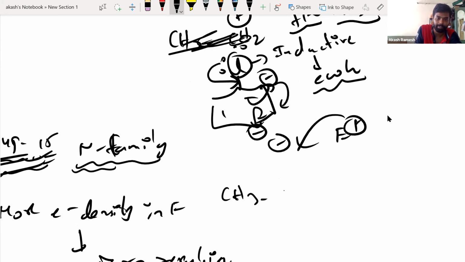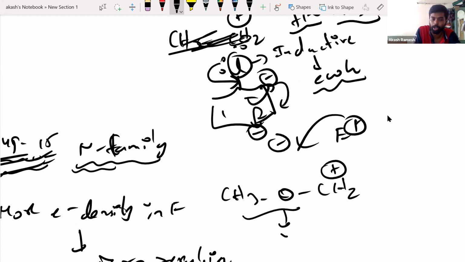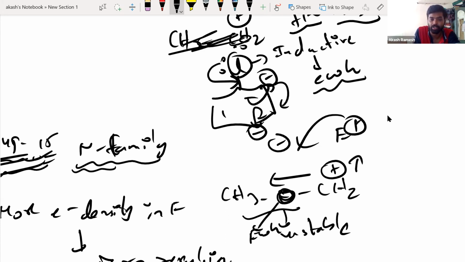Say I have CH3OCH2+. What you understand here is that I expect this molecule to be unstable. Why is it unstable? Because oxygen is a highly electronegative element. It is going to pull the electron towards itself. It is an electron withdrawing group, EWG, right? So I expect that the charge will increase and it is going to destabilize this carbocation.